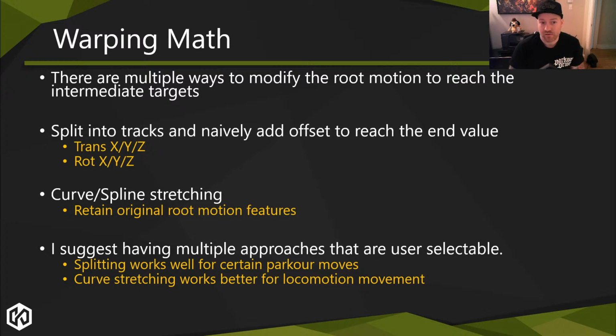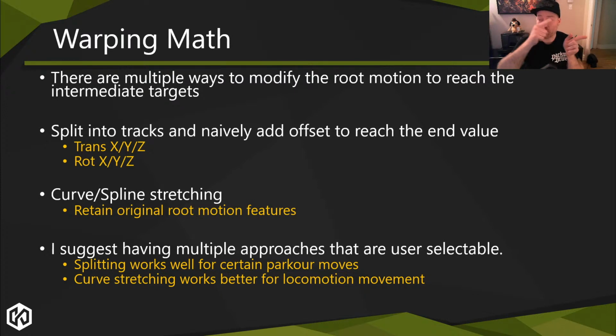Now, I said that there's multiple ways to handle the warping. You can naively do it by simply doing the sort of DCC Maya approach of saying, I'm going to split my root motion track into components, and I'm going to have a translation X track, a translation Y track, a translation Z track, and so on. And then I'm going to figure out I need to add 10 meters of offset over 50 frames on translation X. Well, I know how to do that. I just divide it and boom.